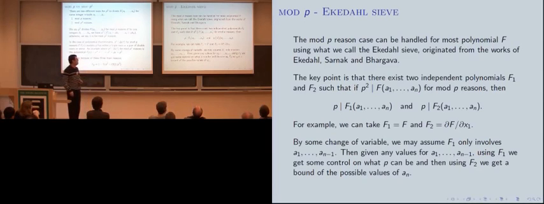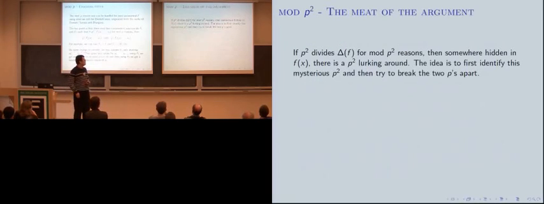Okay, so the more of the story is that the mod P case can be handled very directly. And we have a way to do this for basically every polynomial f. The mod P square case is where it has to be done in a case-by-case analysis. I say that's the meat of the argument. I guess if you're a vegetarian, you might not think so. Okay, so how do we deal with the mod P square case?